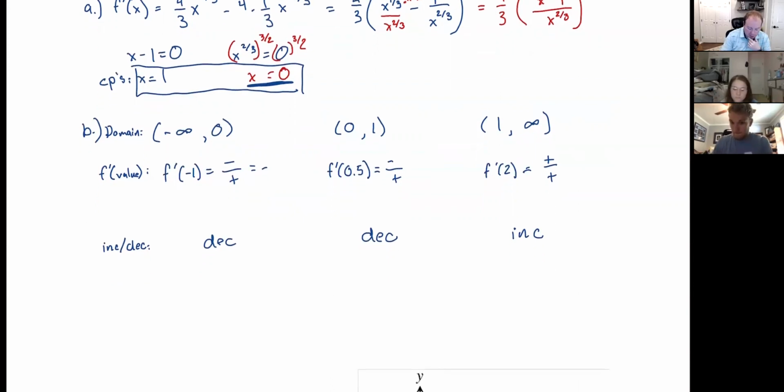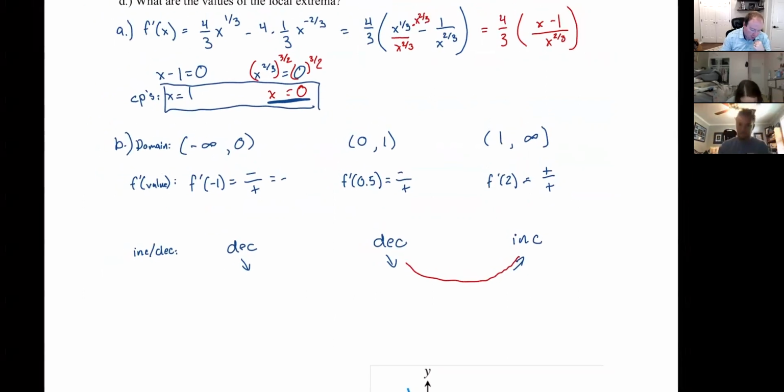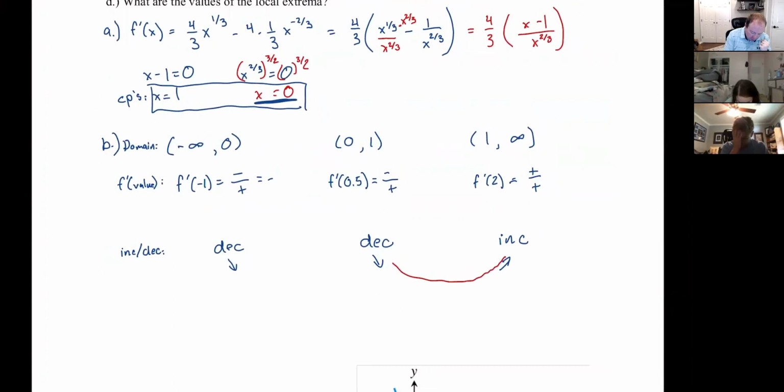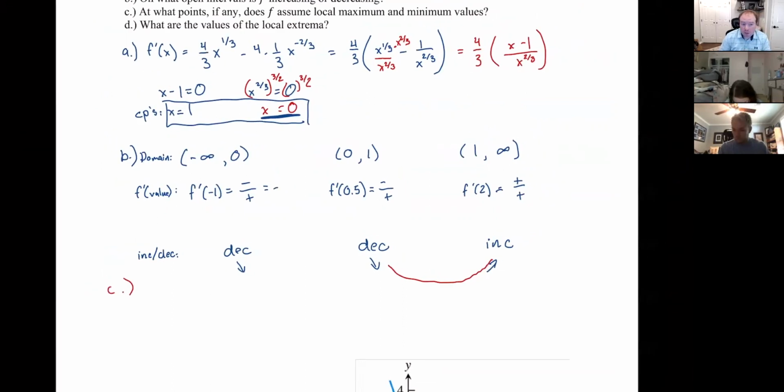And sometimes I'll just put like little arrows under here because that'll remind me like, oh, if I switch from decreasing to increasing, this right here is where I'm starting to answer part C. So part C, which is, at what points, if any, does f assume a local maximum or minimum value? So basically it has a local min at x equal 1.